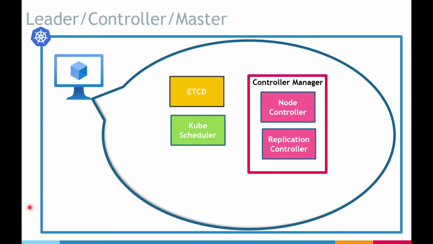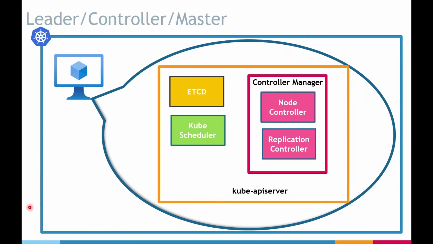Now, all of these components together are managed by the Kube API server. And this API server exposes a set of APIs using which we can manage the Kubernetes cluster. So basically, whenever we run any kubectl commands, all are facilitated with the help of the Kube API server.